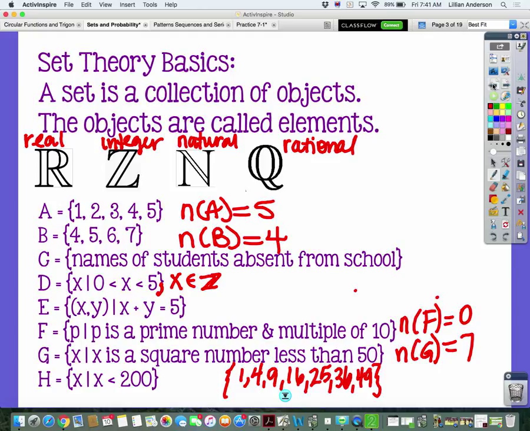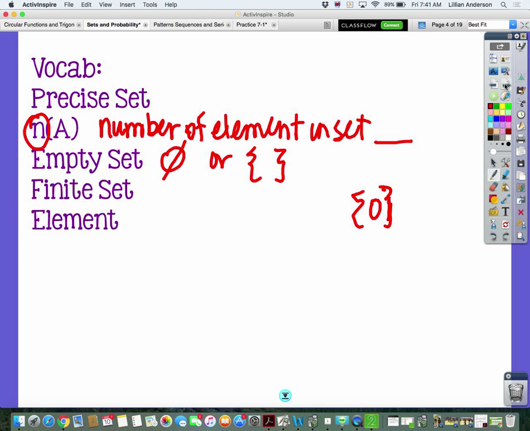And an infinite set would be a set that continues on and on forever. Okay? It's pretty much the opposite of a finite set. That would be something like D, because it's reading any numbers that are between 0 and 5, so that's including every possible real number, every decimal, every irrational number, etc. Okay? So hopefully you understand those vocabulary words.